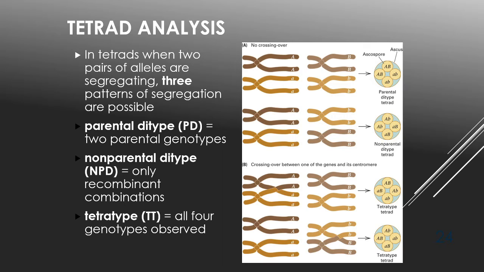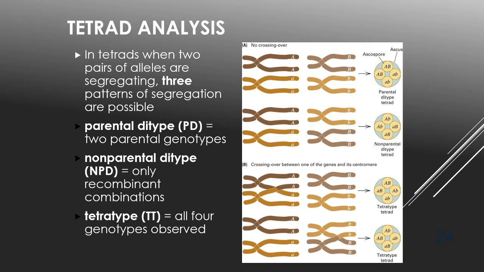What if you have crossing over between one of the genes and its centromere? So you have a tetratype tetrad. The part where it is crossover will exchange. So you will have what? You have big A, small b, or small a, big B. But the other two will remain just like the parent: big A, big B, small a, small b.